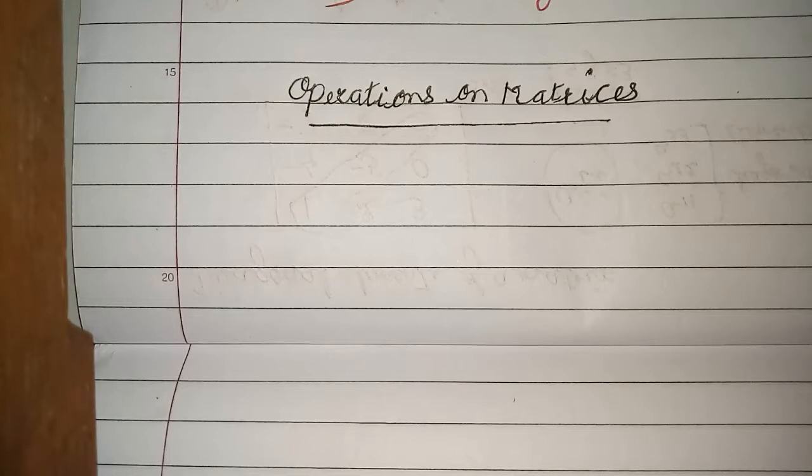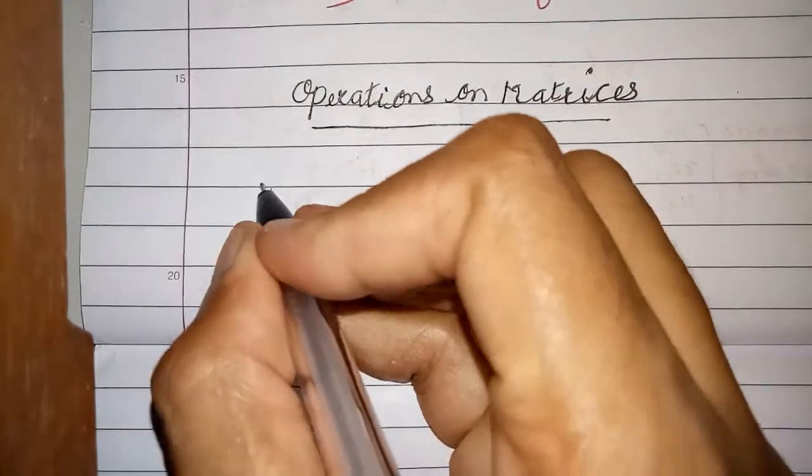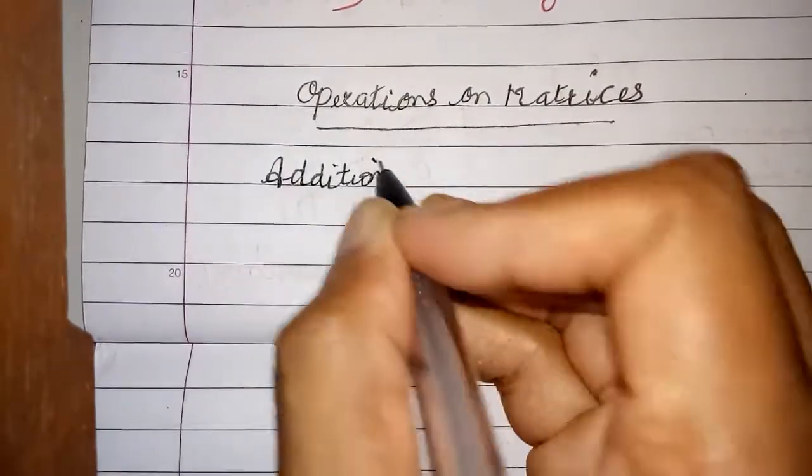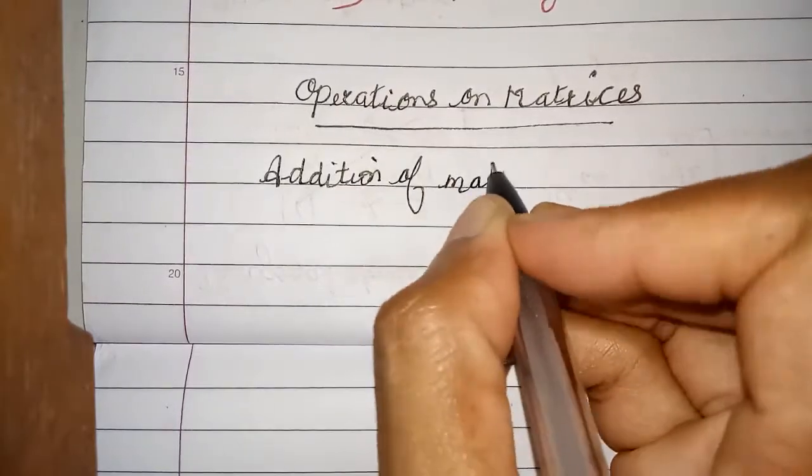In the last class, we had discussed matrices. We have seen the different forms of matrices, different types of matrices. In this class, we are going to learn operations on matrices. What basic operations can you do on matrices, and how to do it when two or more matrices are given to you? So today I am going to discuss addition of matrices.